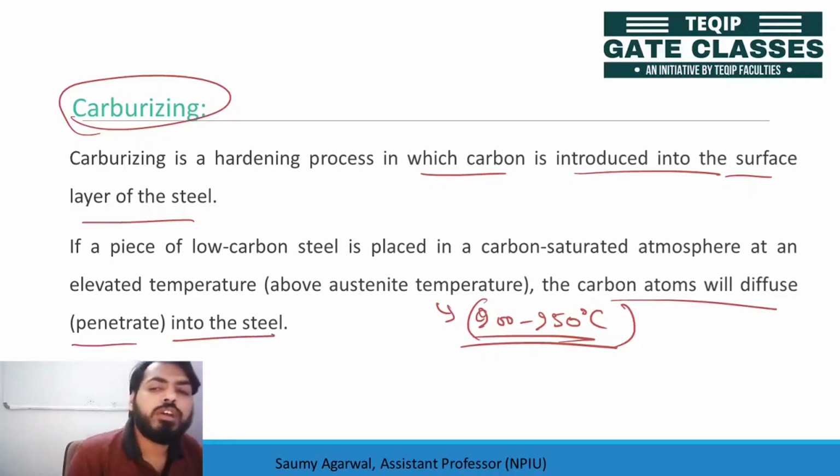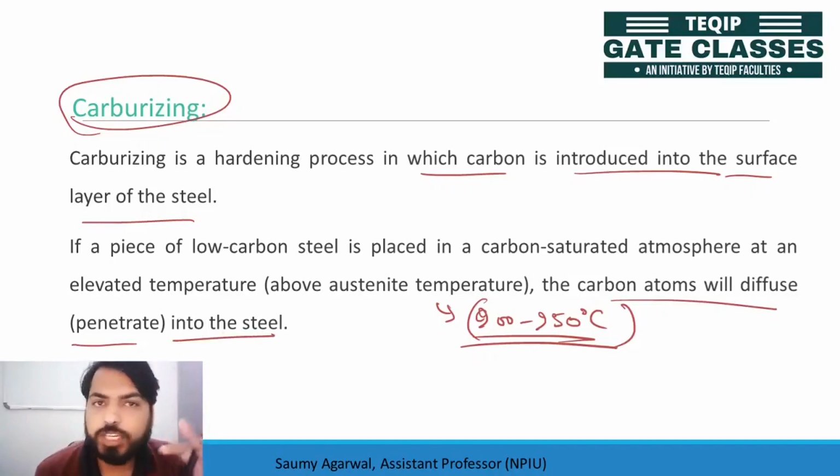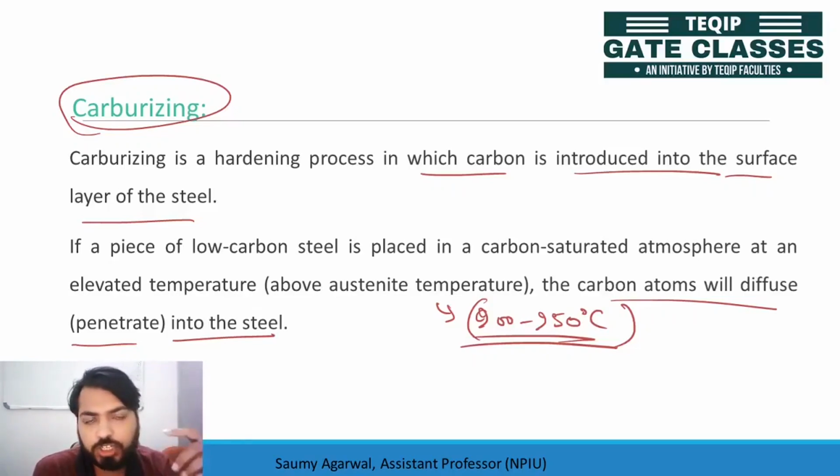So what you have to do is take the low carbon steel or the medium carbon steel, and put it into a high carbon atmosphere, okay, a high carbon potential atmosphere. So you have to put it in a carbonaceous environment, like either a methane kind of atmosphere, okay, or there may be charcoal or a charcoal kind of atmosphere.